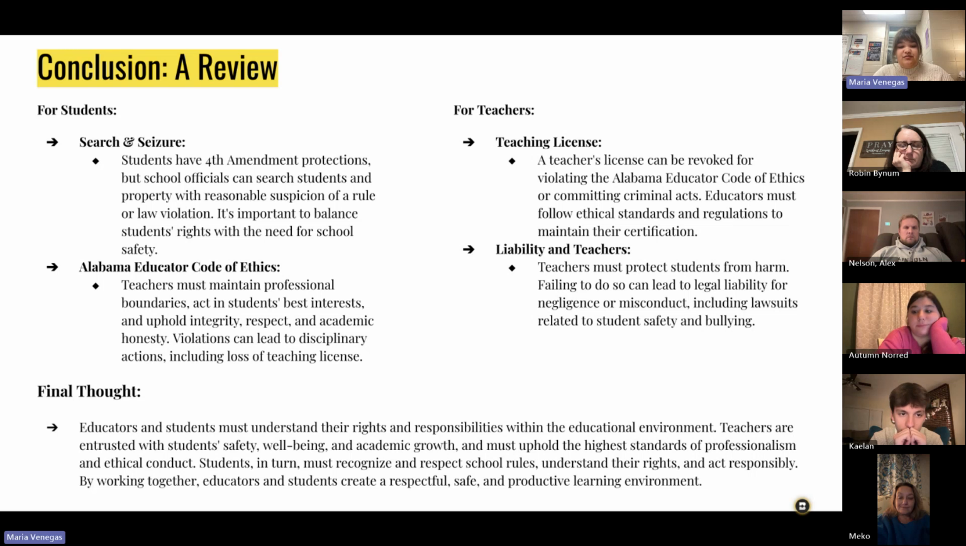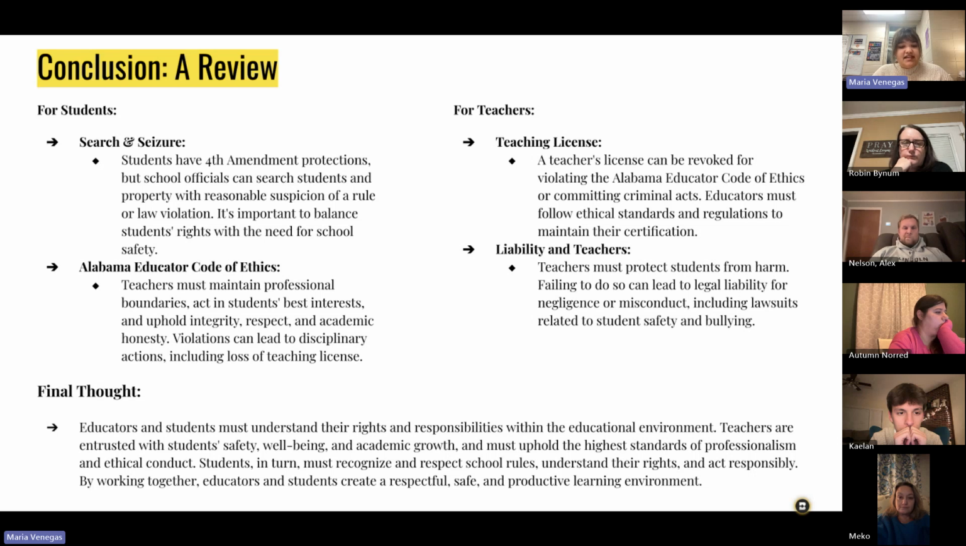So, in conclusion, both students and educators have essential rights and responsibilities. For students, the Fourth Amendment protects against unreasonable searches and seizures, but schools can act with reasonable suspicion to maintain safety. Students' best interests are protected by the Alabama Educator Code of Ethics.